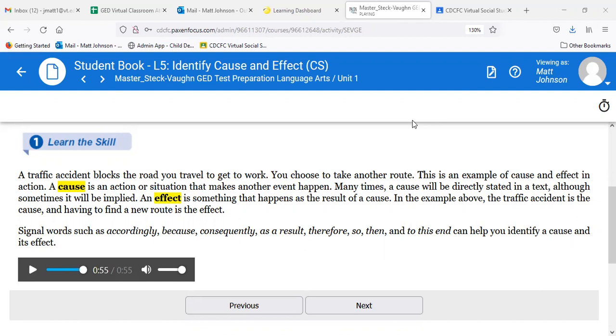Yeah, and we all understand cause and effect. I got rabies because the dog bit me. What was the cause of your rabies? The dog biting me.